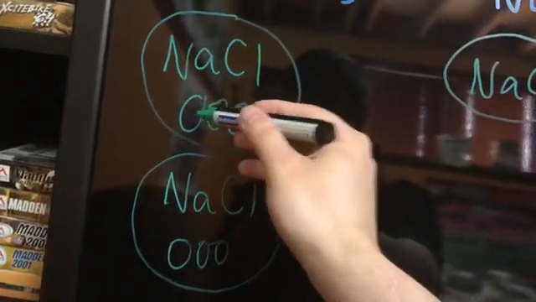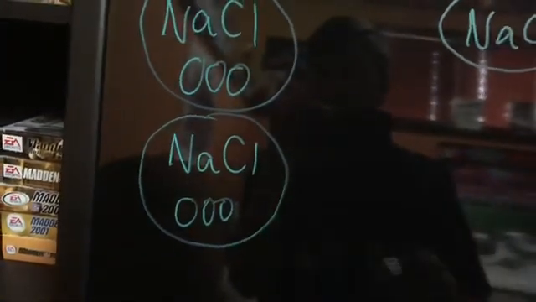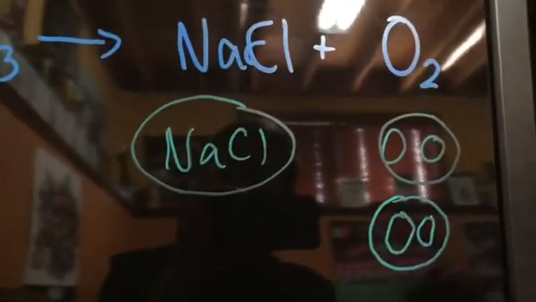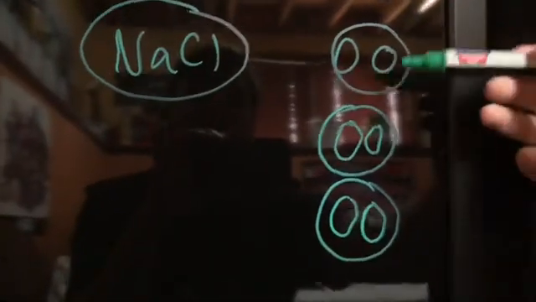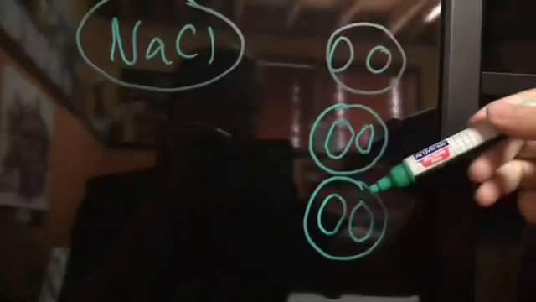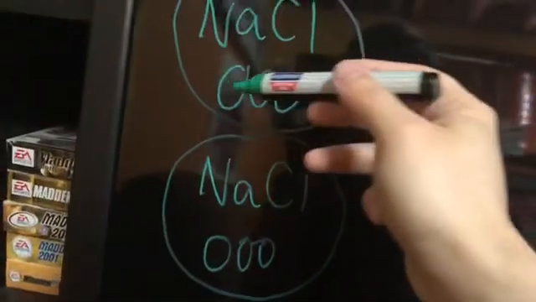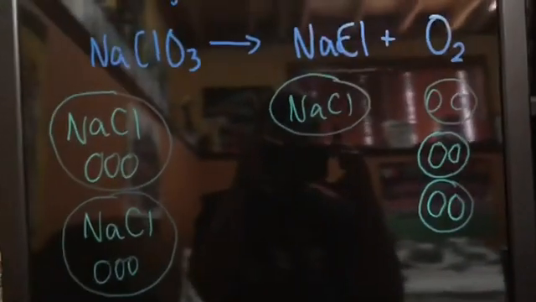Now we have 1, 2, 3, 4, 5, 6 oxygens. And we have 1, 2, 3, 4 oxygens. So now we have less on this side again. We have to add another molecule. And now we have 1, 2, 3, 4, 5, 6 on both sides. So this is where we are right now.